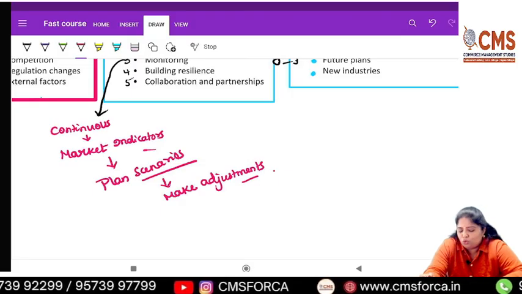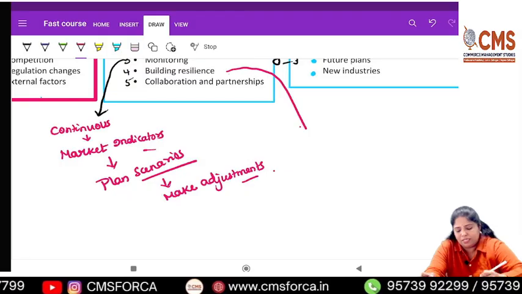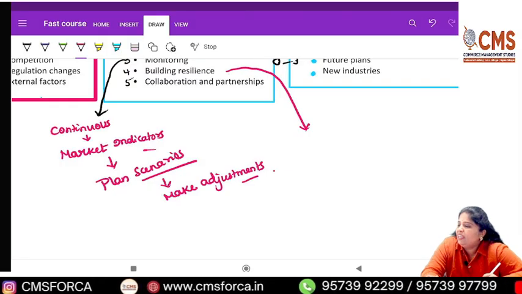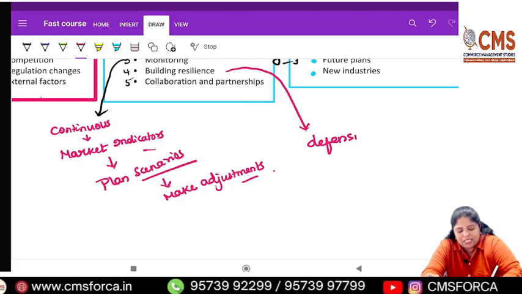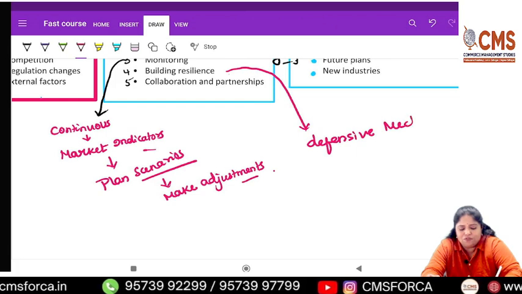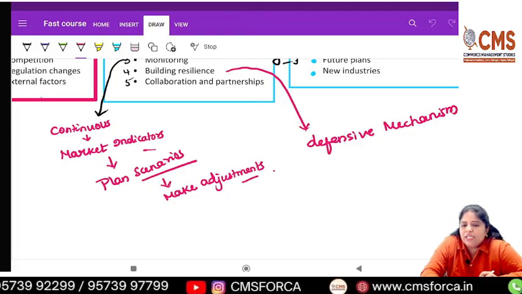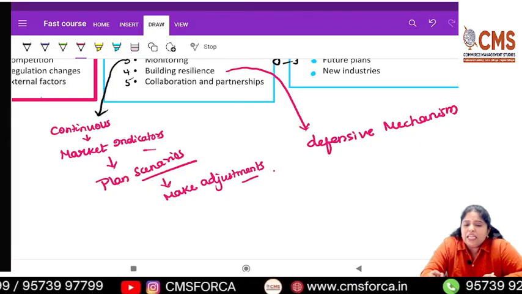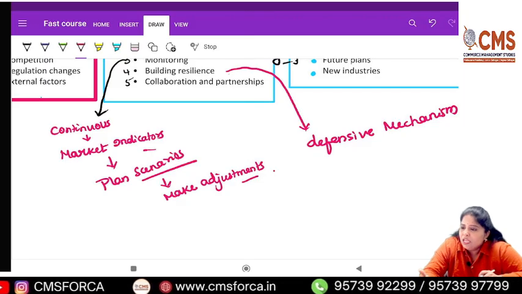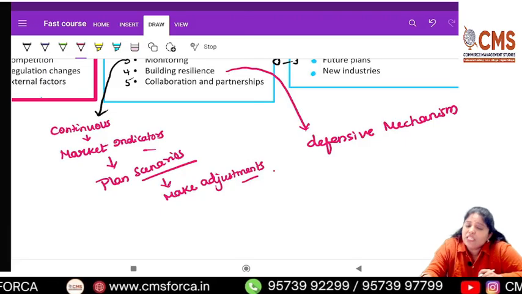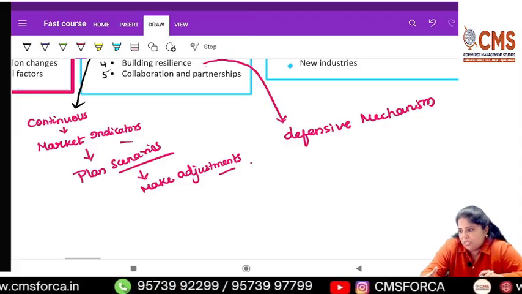Now, the fourth method that is suggested to manage strategic uncertainty is that you try to build resilience. Now, what do you mean by resilience? It's nothing but a defensive mechanism. Yesterday also we came across the word resilience. Resilience is nothing but a defensive mechanism you are going to build so that you can survive even in a situation of uncertainty. How do we build such resilience?